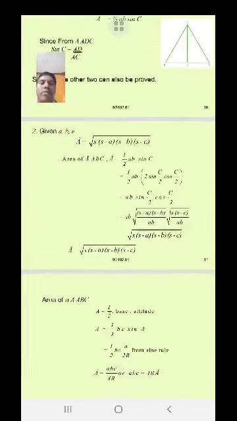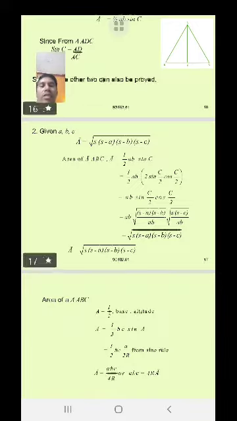So we have to know, generally we knew area of the triangle means half into base into height, but here without height we can find out the area by using this formula, that is under root of s into s minus a into s minus b into s minus c. Very interesting.